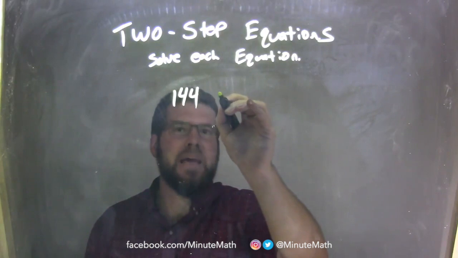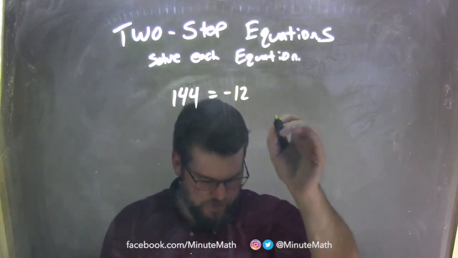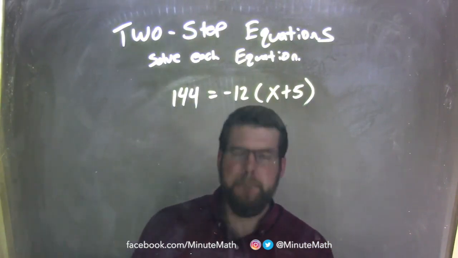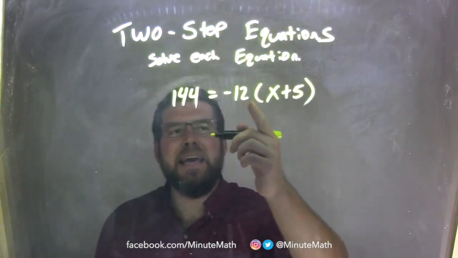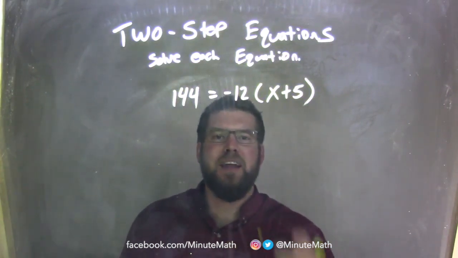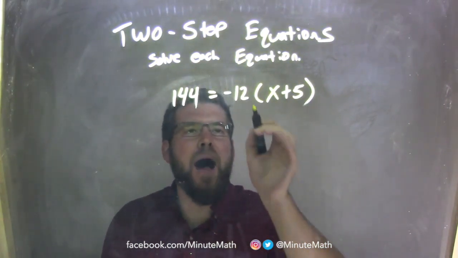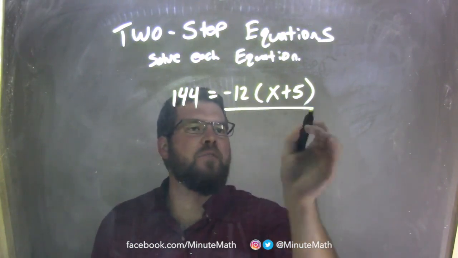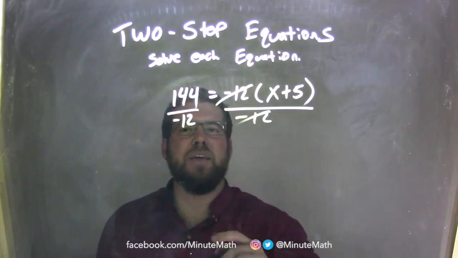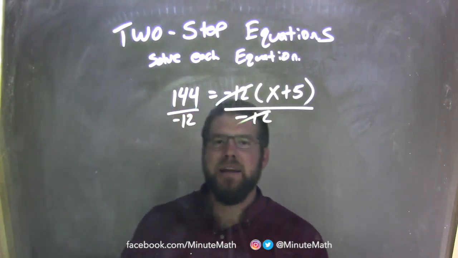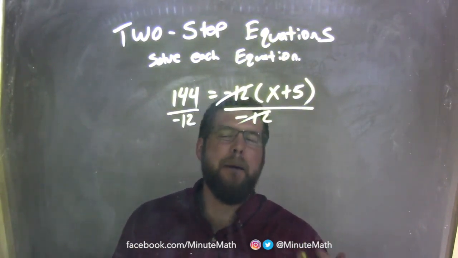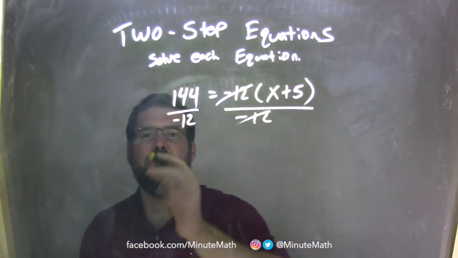144 equals negative 12 times x plus 5. Okay? Well, I have that multiplication on the outside, right? That negative 12 times the x plus 5, and I want to get x by itself. So opposite of that multiplication is division. So I'm going to divide by negative 12 first. The negative 12's cancel here. And I have 144 divided by negative 12. Now, off the top of your head, you might know that it's going to be a negative 12. But we'll do our long division here if you need the help.